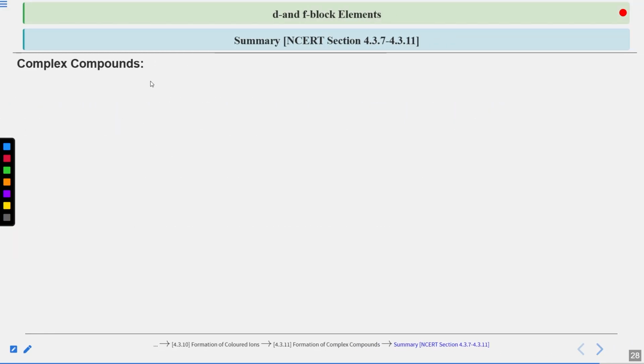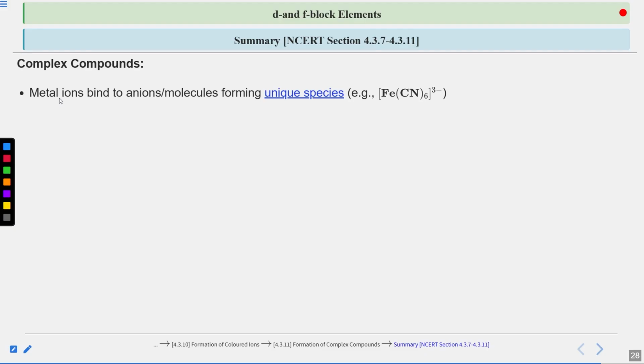Then complex compounds. In complex compounds, we have seen that metal ions bind to some anions or neutral molecules, forming unique species known as complex compounds. For example, [Fe(CN)6]3-, where Fe is the central atom and CN is the anion. Six anions are directly bonded with the central atom, and this is the complex compound.